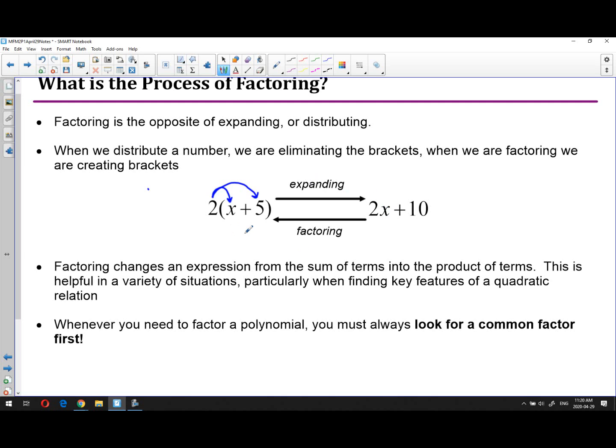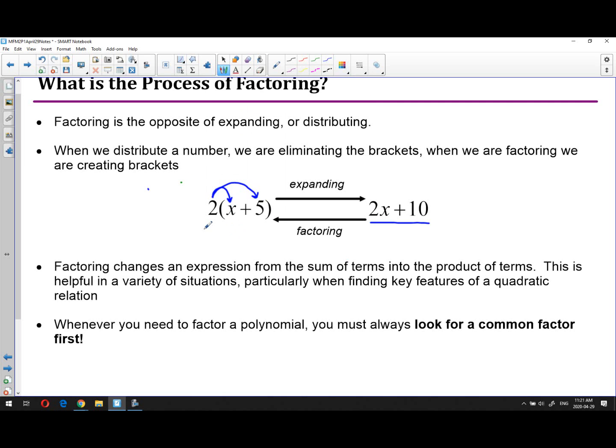When we go backwards and take this expression that has no brackets and create an equivalent expression that has brackets, what we're doing is factoring. Now, this idea of brackets versus no brackets really means we're changing an expression that's written as the sum or product of terms. This expression here, 2x plus 10, is two terms being added together. When we're factoring, we're changing this to an equivalent expression where two terms are being multiplied.